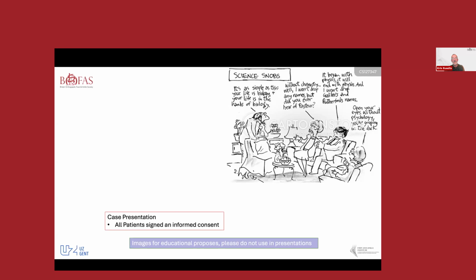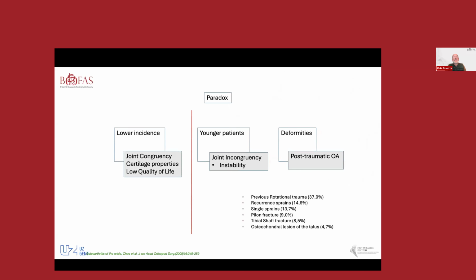Now, if you go to total ankles, it remains a complex and demanding procedure because we are treating younger patients, and unlike the other joints, there is more post-traumatic deformity because it's mostly due to previous rotational traumas or recurrent sprains. So on one side you're treating younger patients, so the implant has to survive longer. You are treating deformities at the same level.